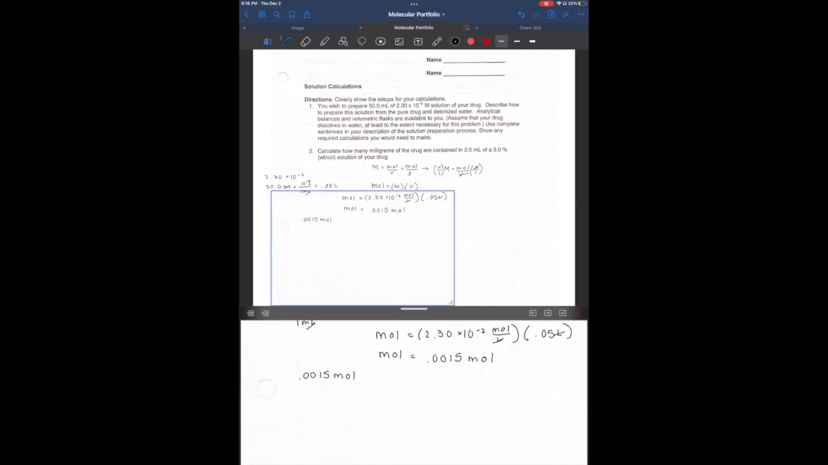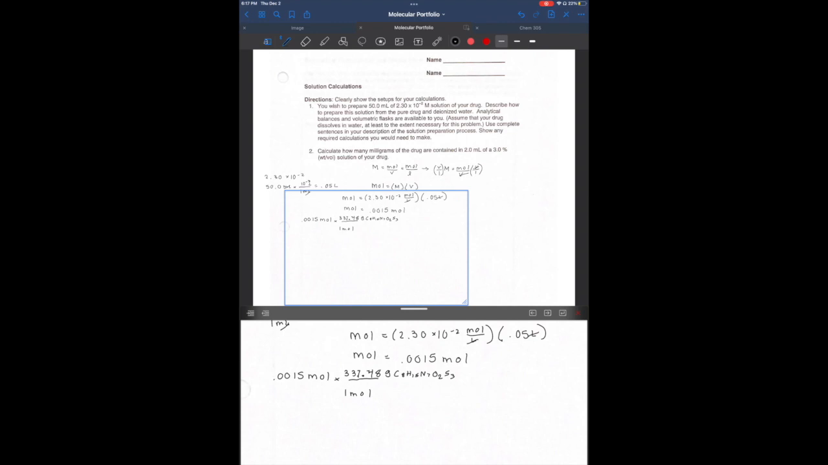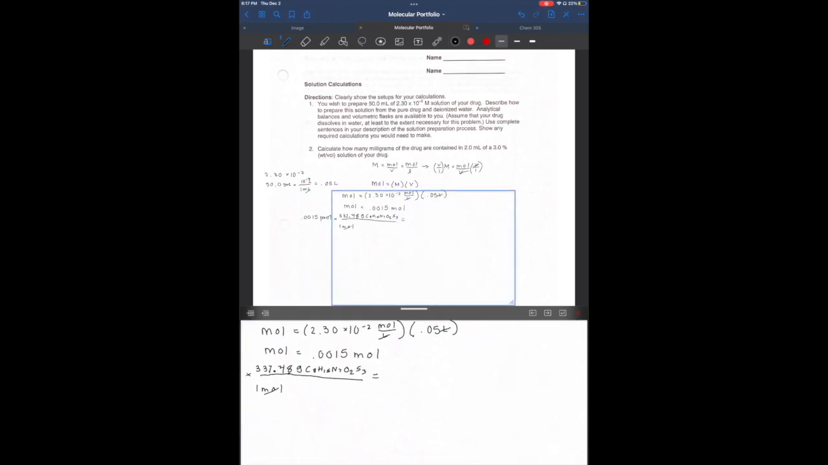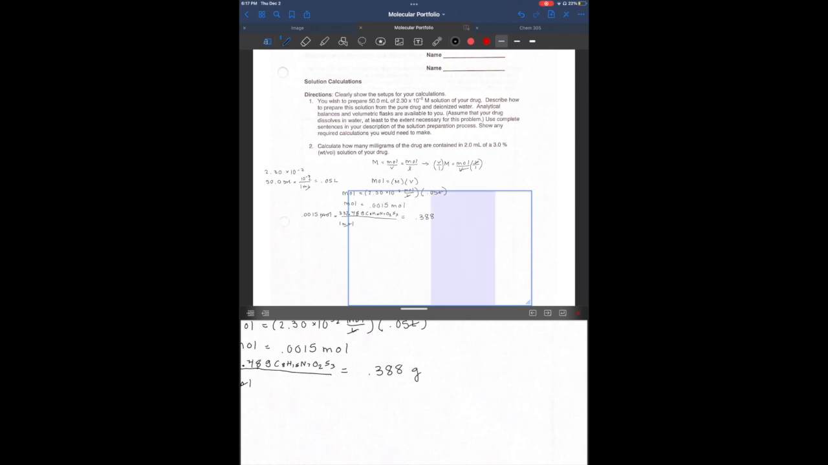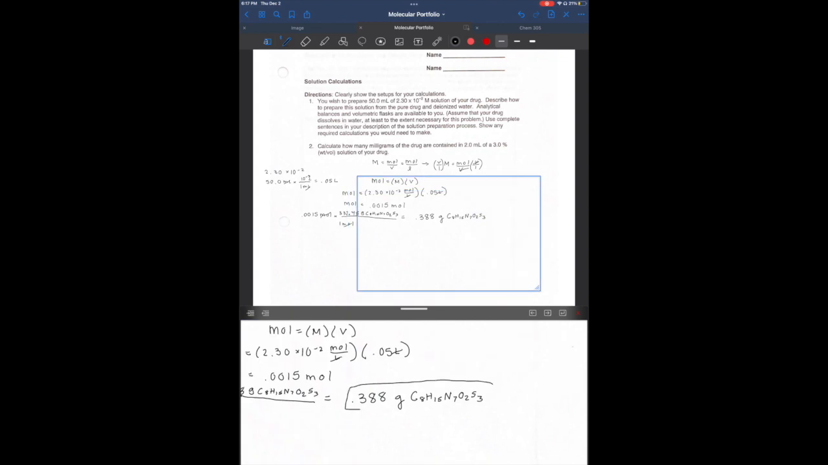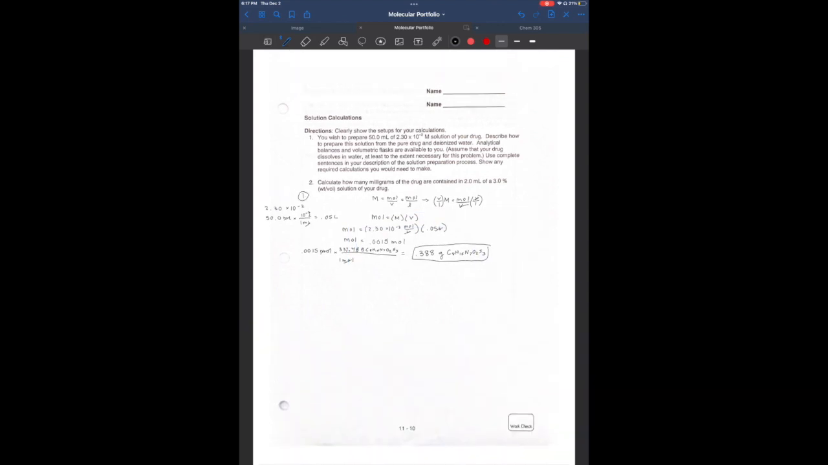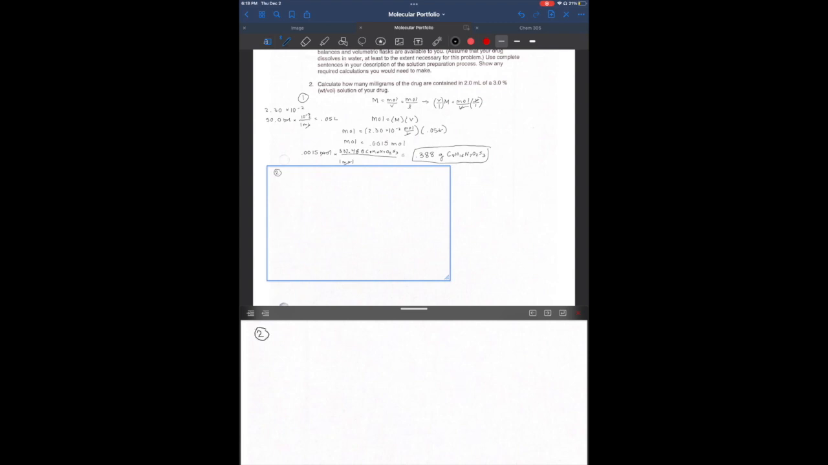After we have the moles, we want to convert the moles to grams, and we can set that up by multiplying it by the molar weight of famotidine, which is 337.48 grams per mole, which was found in the previous portion of the project. And now that we have converted it, it will be 0.388 grams of famotidine. And how we would prepare that solution is we would weigh out the grams of Pepsid that we need in a clean beaker and then mix it with 50.0 milliliters or 0.05 liters of deionized water to make the solution.